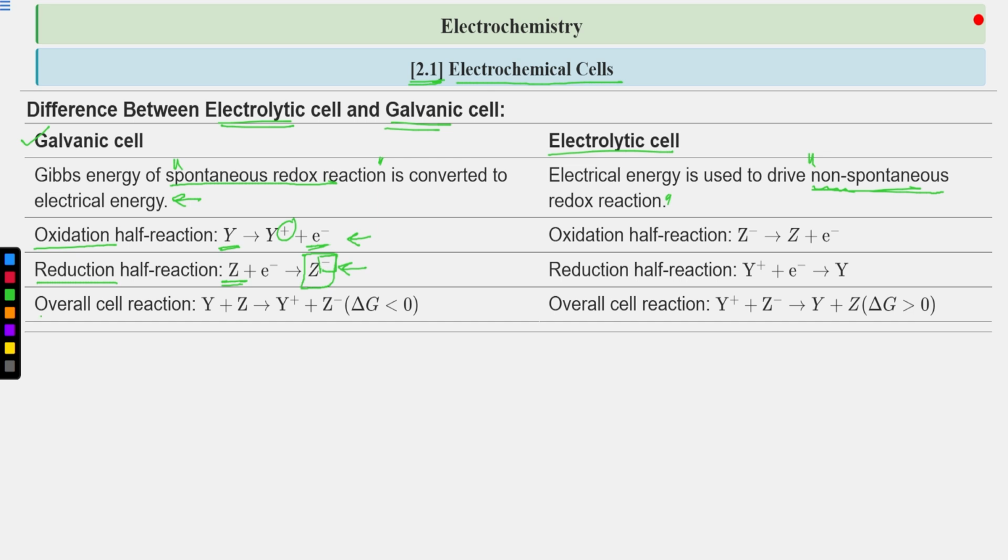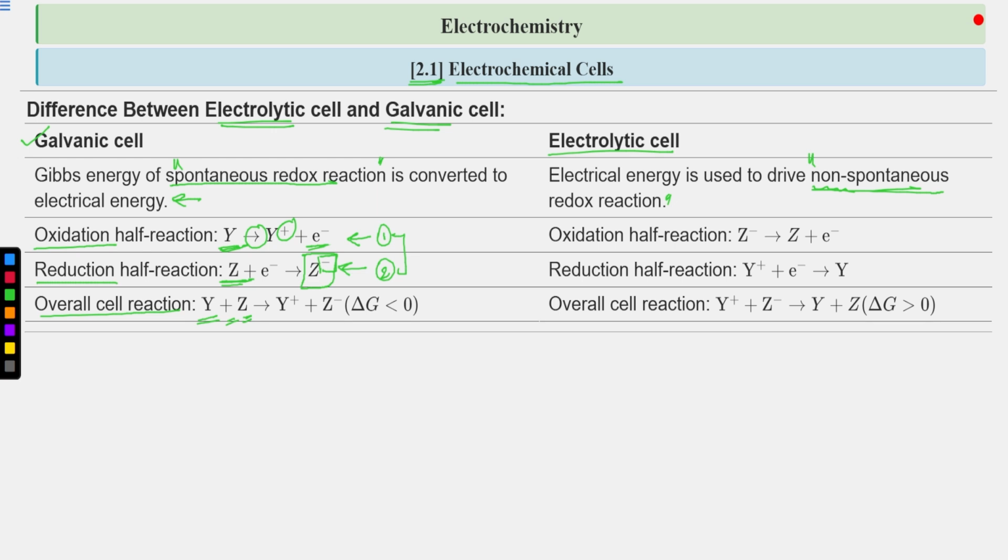Now, if you want to write out the overall cell reaction, how can you do it? You have to just add these two reactions. Let's suppose this is first, this is second. Just add these. So Y is here, Z is here. When you are adding two reactions, their reactant sides will add together and their product sides will add together. That means you have this reaction arrow, and on the left-hand side of the arrow, you will add the first and second reactions' parts, and then on the right-hand side, you will add the parts of the first and second equations.